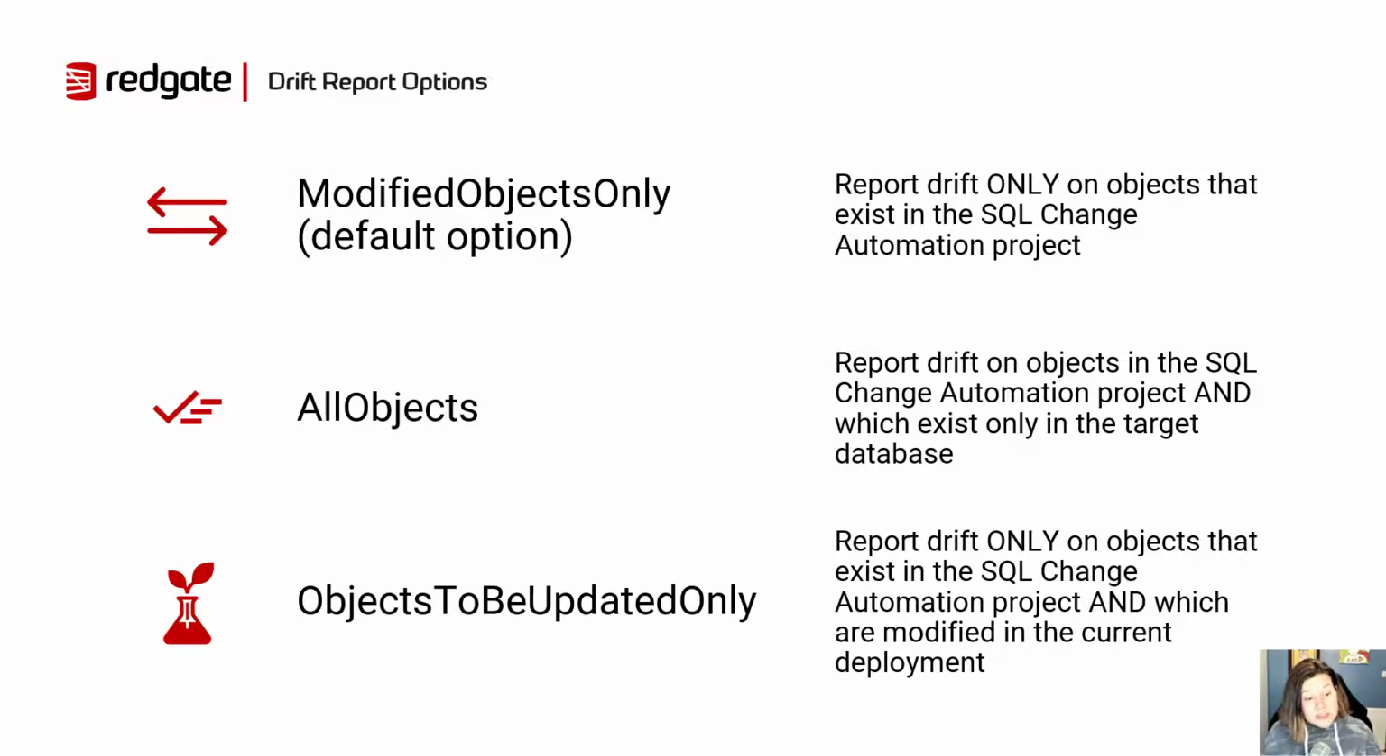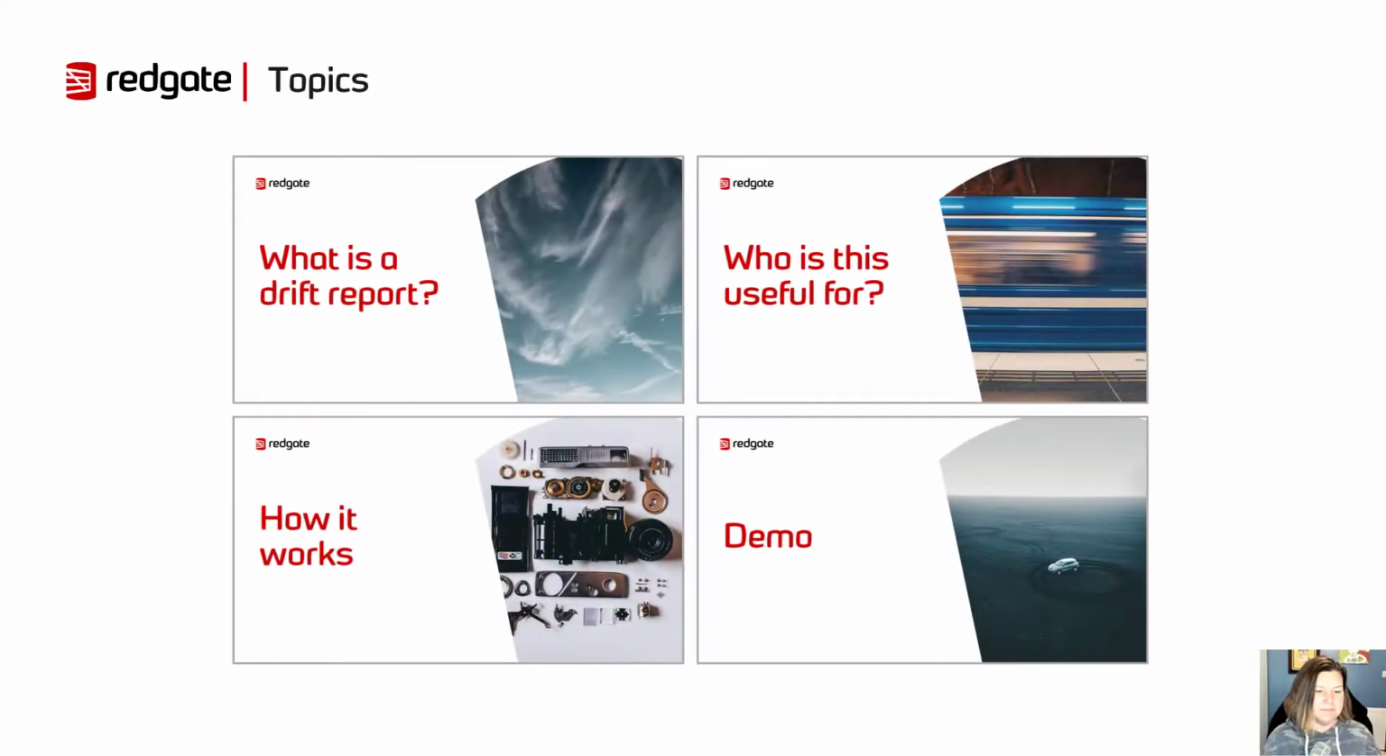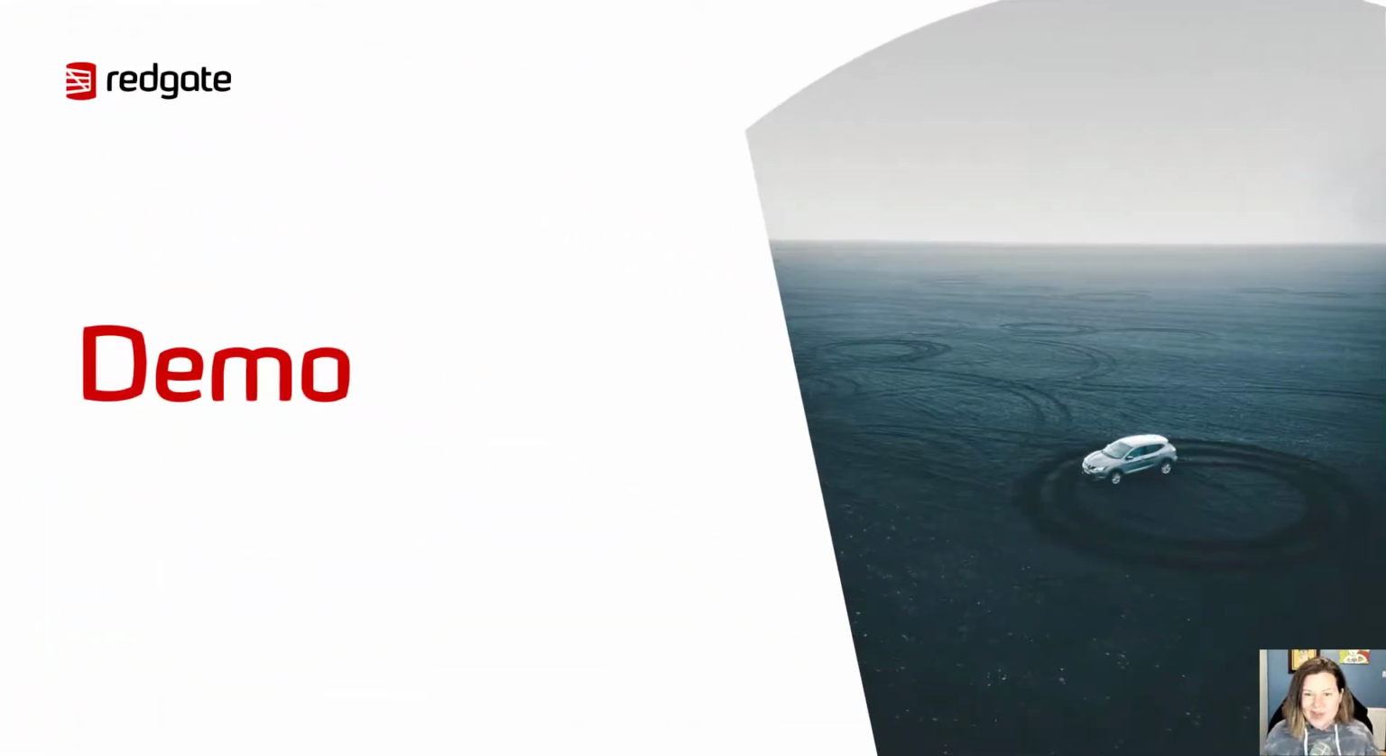One note on objects to be updated only. You do need to be aware that it really only looks at the objects you're updating and it does not check all their dependencies. So in other words, if I'm deploying a change to a view and drift has happened on a table, which is referenced by that view, it will not report that to me. It will only report drift to me regarding the exact objects which I am modifying in my project. All right, so let's take a look at this in a demo.